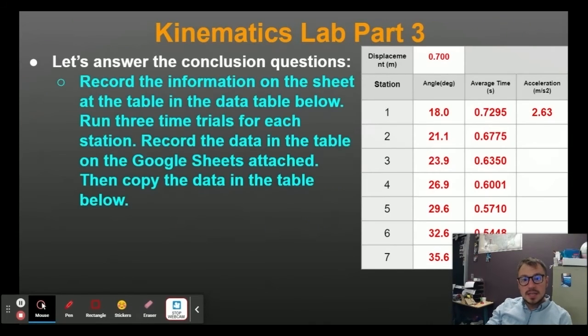So then what I can do is plug that acceleration into the data table, and I can do that for the remaining 7 stations. So once again, this has been the Kinematics Lab Part 3.